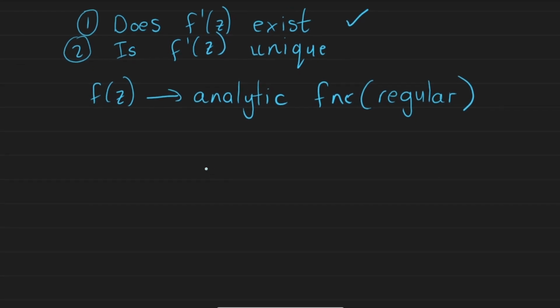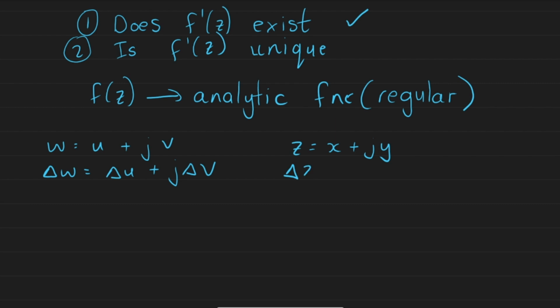So that's where the Cauchy Riemann equations come into play, and it's quite straightforward to actually derive. So we have w in the w plane, and we said that's u plus jv. And we have delta w, some incremental change that would be associated with an incremental change in u and an incremental change in v. We have z as well, and that we have also described as being x plus jy. So an incremental change in z is an incremental change in x and an incremental change in y.